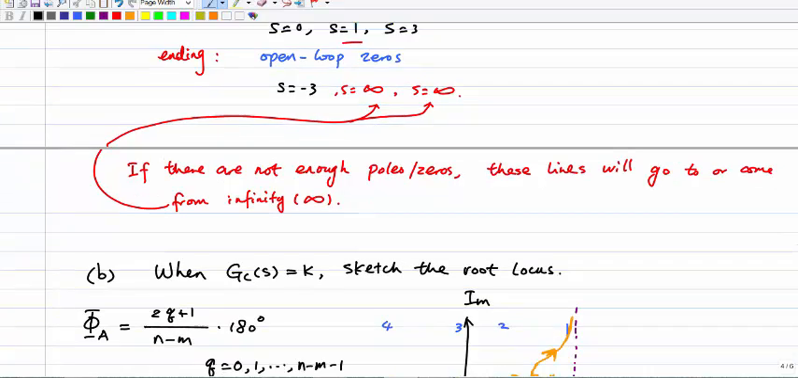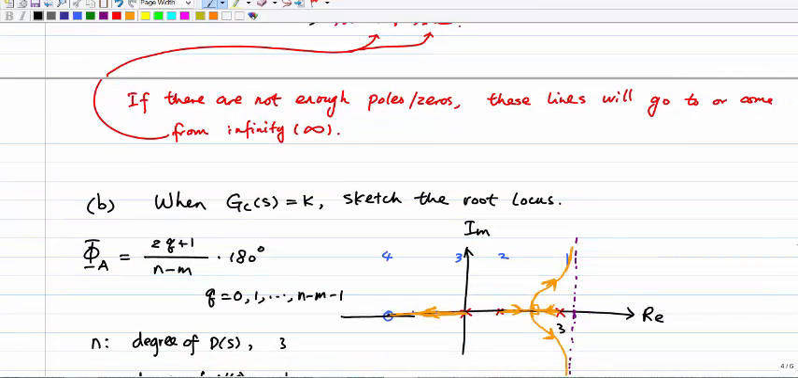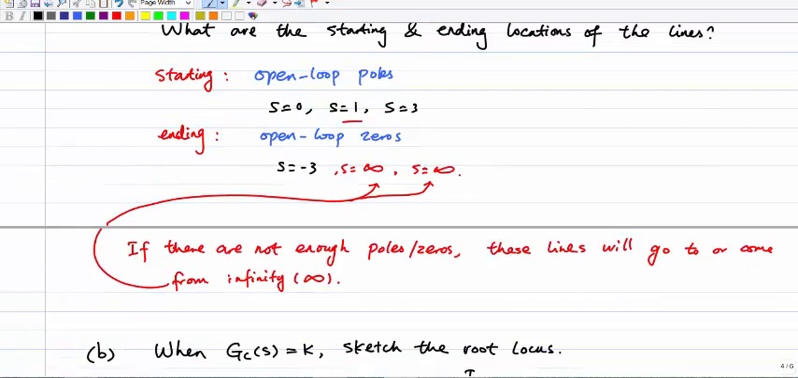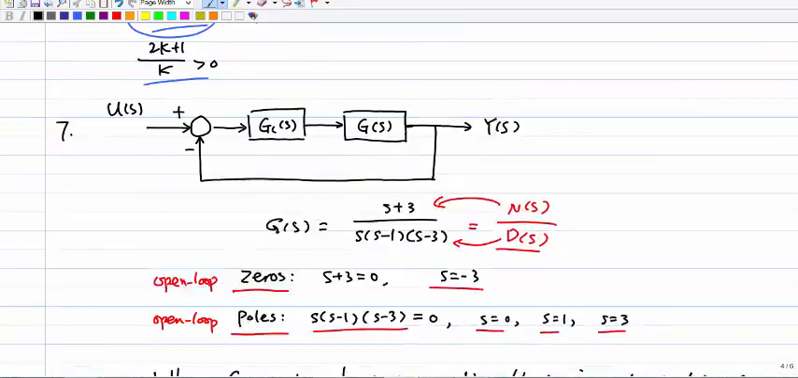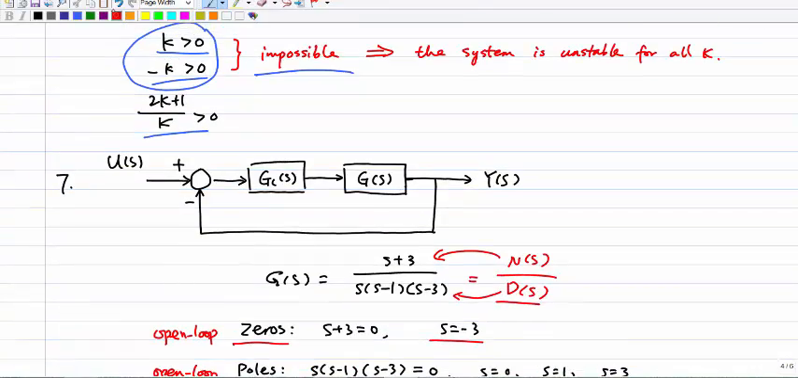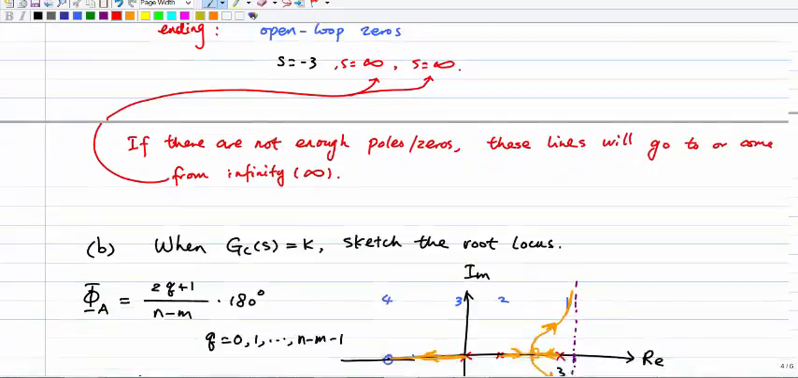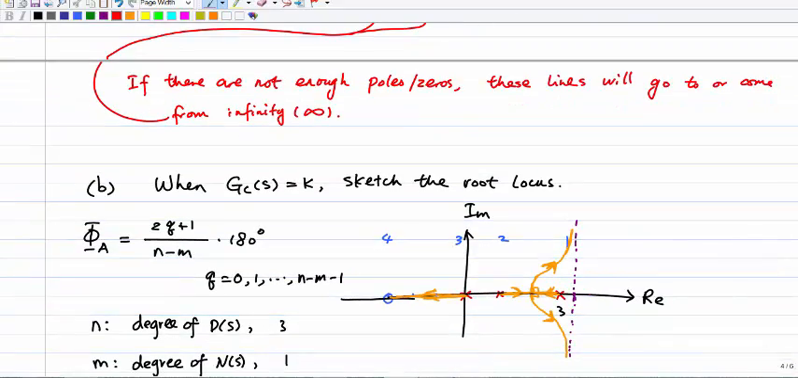So this is part A. Part B says when Gc(s) is k, we want to sketch the root locus. We actually want to draw how the roots will change. Essentially, what if I want to move this k? I want to change k from 0 to infinity, and see how the closed loop poles change when I move k from 0 to infinity. This is what the root locus is about.